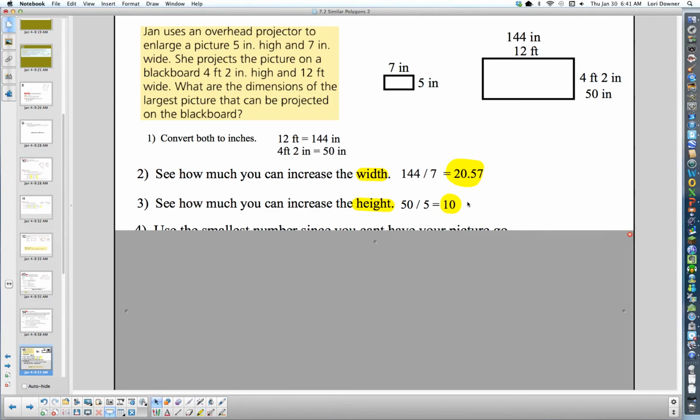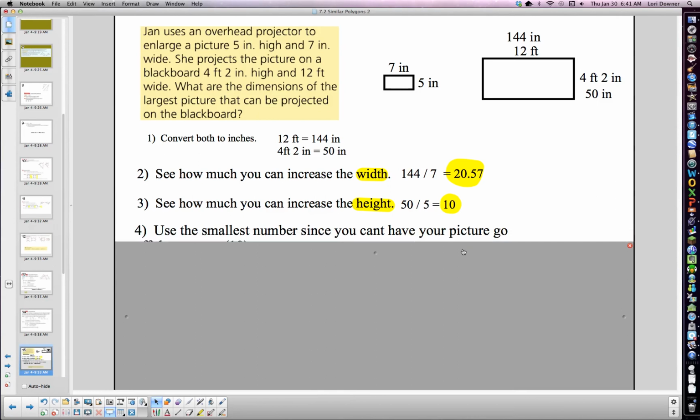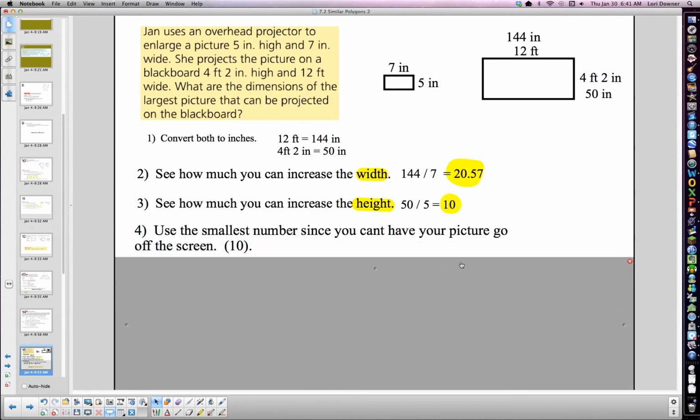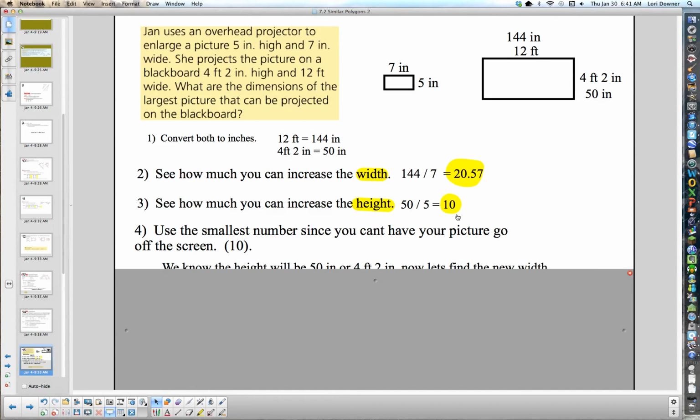So you've got to take the smallest amount. You've got to take the 10. Otherwise, the height would be off of the screen. So you use the smaller number since you have to have your picture be on the screen, so we're going to use the 10.